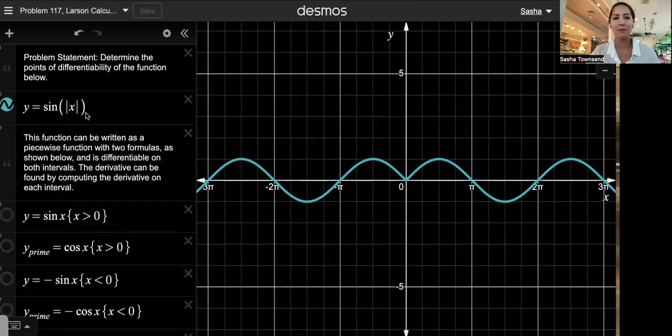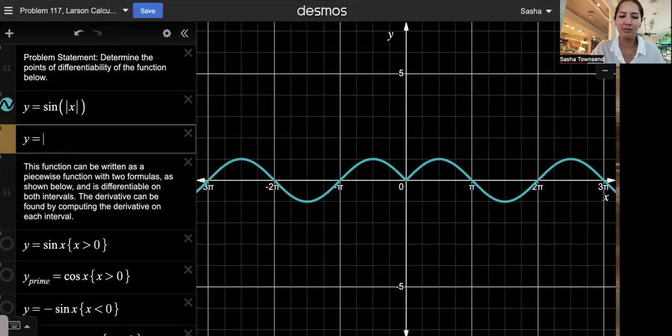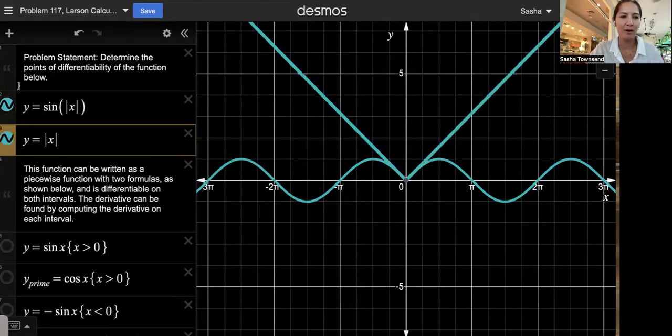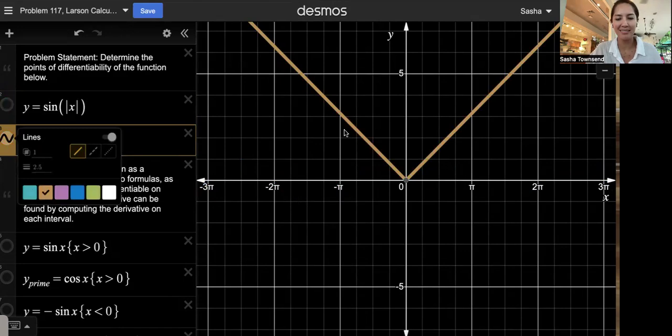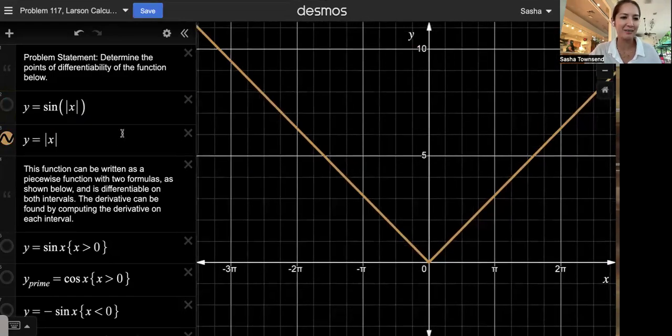So first we're given that y is equal to the sine of the absolute value of x. Now that can actually be written relatively easily if we remember what y equals the absolute value of x looks like. Y equals the absolute value of x looks like that. And so we can see if we look at this graph that y is equal to x when x is greater than 0, and then y is equal to negative x when x is less than 0.